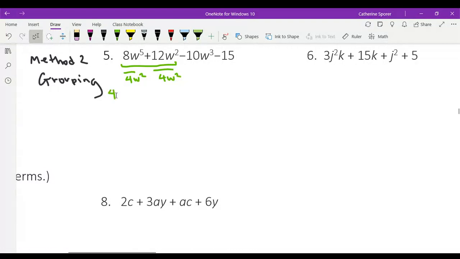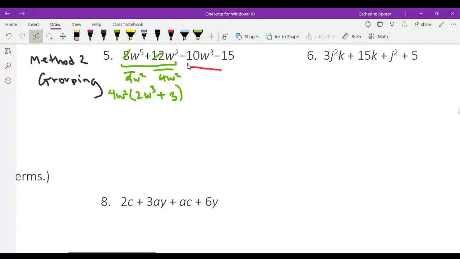So we would divide out that 4W squared, which for this first term would be 8 over 4 is 2. W to the 5th over W squared, 2 would cancel to give us W to the 3rd, plus 12 over 4 is 3, and W squared cancels. So that's out of the first 2 terms.